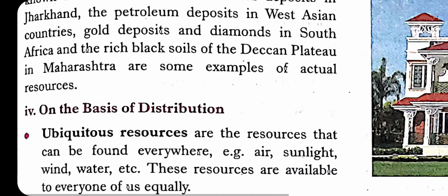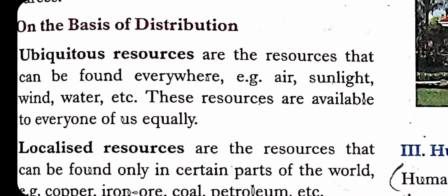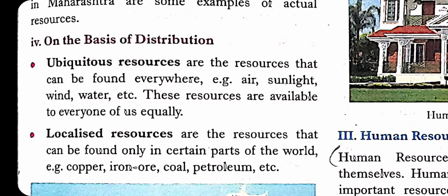Okay, now on the basis of distribution. On the basis of distribution, the resources are classified into two categories: ubiquitous and localized. Ubiquitous resources are the resources that are found everywhere. For example, air, sunlight, wind, water, etc.